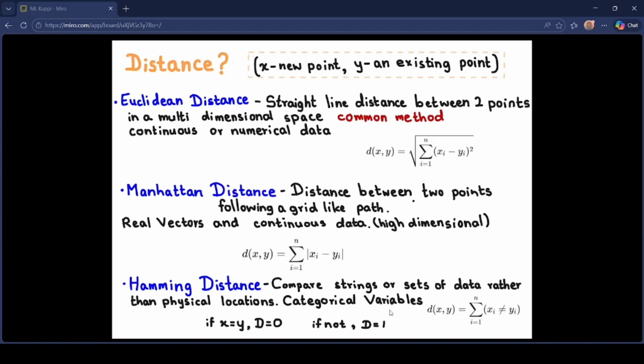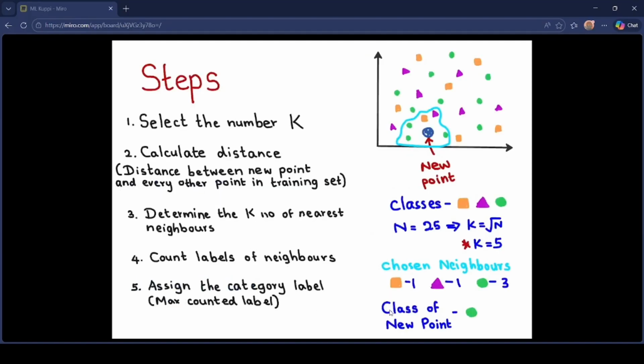And then we have the Hamming distance. This is used on categorical variables only. This is usually when we compare strings or sets of data rather than focusing on physical locations. If the new point is the same as the existing point, the distance becomes 0, and if they are different, the distance is recorded as 1. So these are three different distance techniques. Depending on the type of data and our objective of the classification, we can use the preferred method of finding the distance.